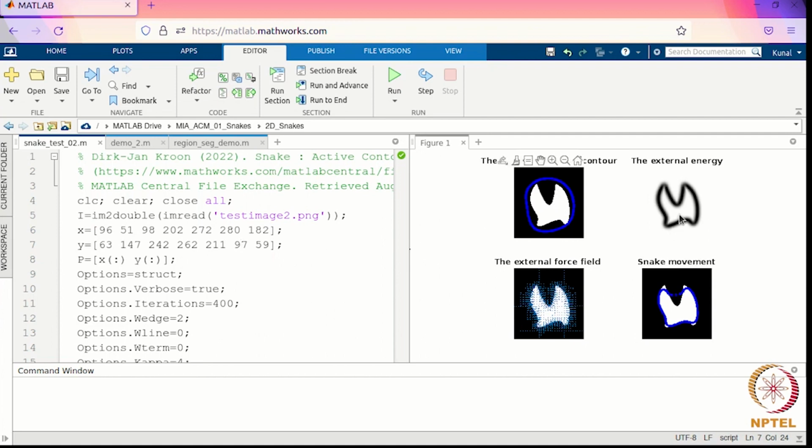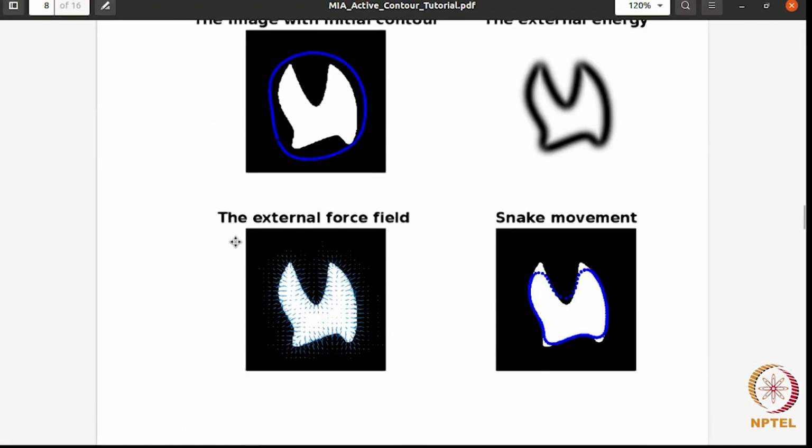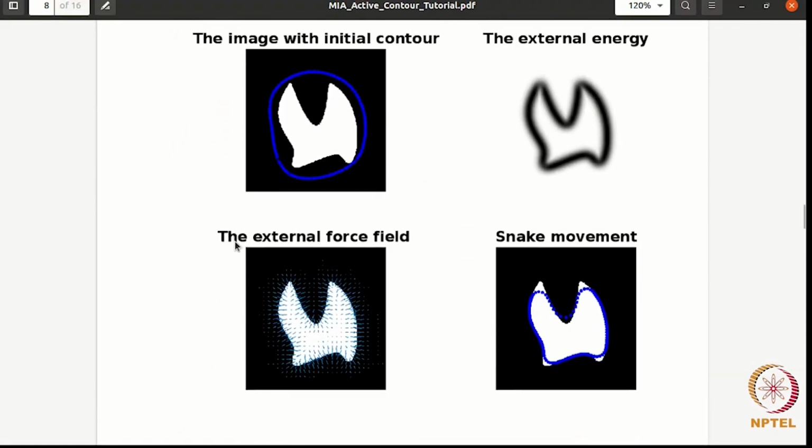Here you can also see the external energy, and here is the external force field. Because it is a little bit slow, but you have already seen that you have an initial contour that is deforming in such a way that it fits the boundary. So it actually looks like this. Okay, so here you can see the top left figure shows the boundaries to be captured and the initial contour.